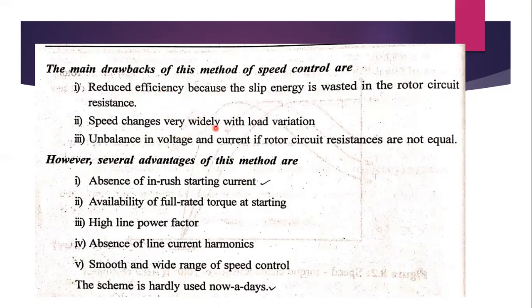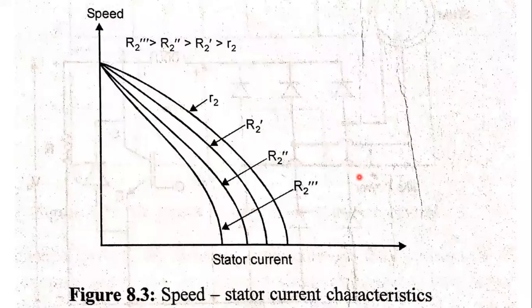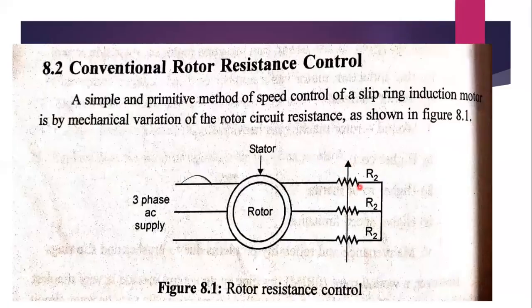Speed changes very widely with the load variation. This is also one of the main drawbacks. Another drawback is the unbalance in the voltage and current of the rotor circuit, because the rotor circuit resistances are not equal. Yes, the resistances are unbalanced.